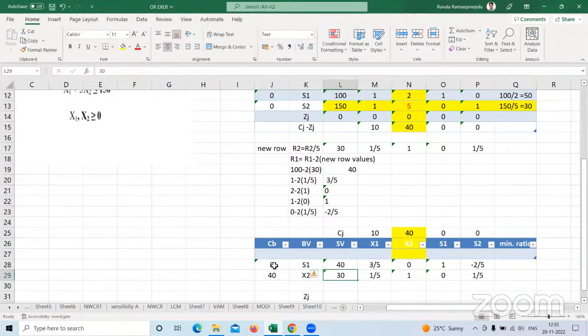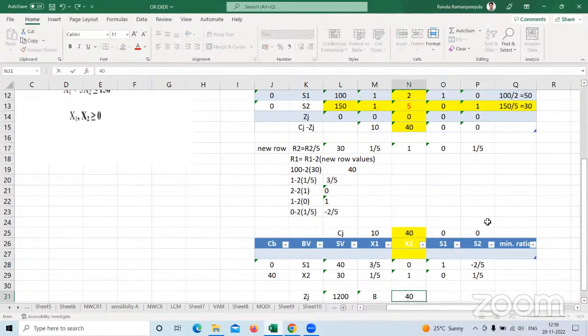40 into 30. 40 into 1 by 5. 40 into 1. 40 into 0. 40 into 1 by 5. That is the value we are getting in the second table, because the first row will be 0. 0 into anything is 0. 0 plus whatever we multiplied with the second row, that only we will be getting. 40 into 30 is 1200. 40 into 1 by 5 is 8. 40 into 0 is 0, and this is 0. And 8.